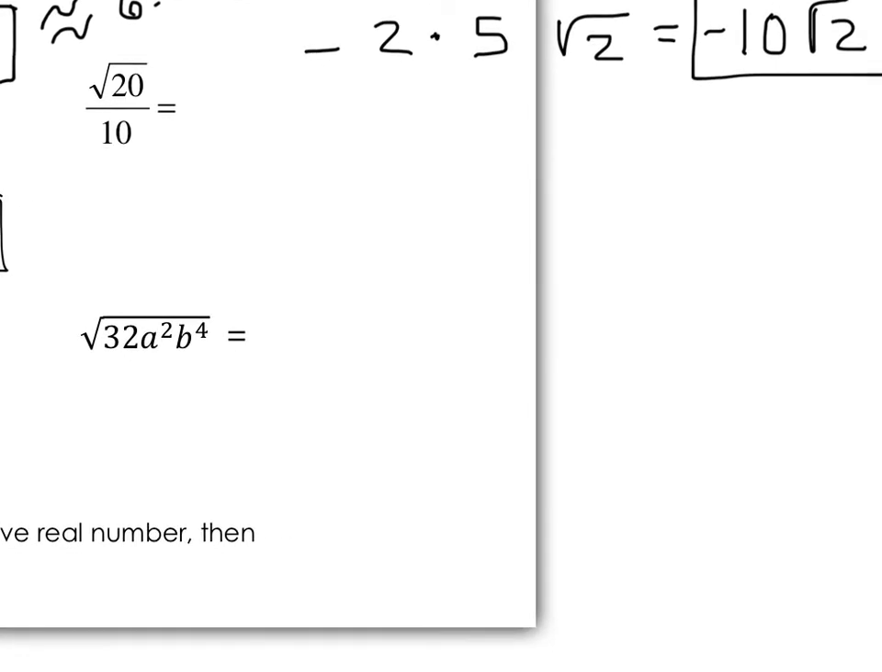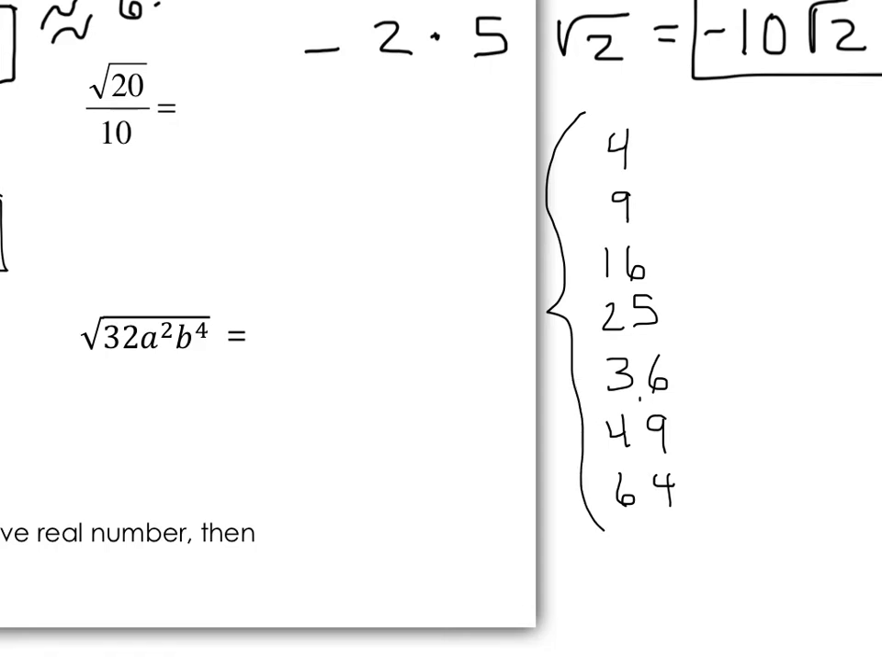Square root of 20. Let's take a moment. I keep talking about these perfect squares. What are the perfect squares? 2 squared is 4. 3 squared is 9. 4 squared is 16. 5 squared is 25. We've talked about these. 6 squared is 36. 7 squared is 49. 8 squared is 64. We want to find a factor involved. We would like for one of these perfect squares to be a factor of our number.